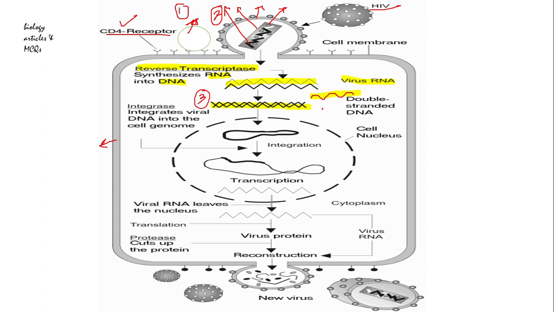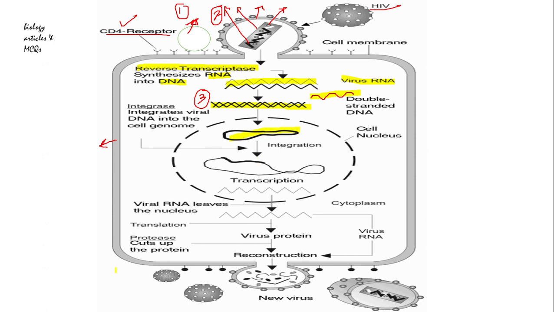Now this double-stranded DNA will enter into the nucleus of the cell. First of all, you have to remember that this process of reverse transcription takes place in the cytoplasm of the white blood cell. But after converting into the DNA, it will enter into the nucleus of the white blood cell. And here it has entered into the nucleus. You can see that this is the main DNA molecule that has entered.